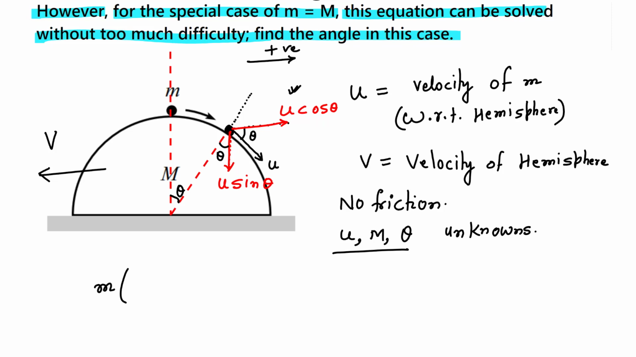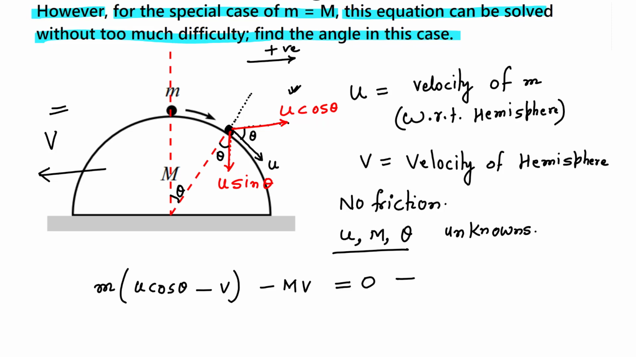So the velocity of this small mass is u cos theta, minus v, because this is with respect to the hemisphere, and the hemisphere itself is moving in this direction with a speed v. So this is the momentum of the small mass m in the x direction. And for the big mass, that is the hemisphere, this is minus Mv, because this is in the negative direction of the x-axis. Initially the total momentum was 0.